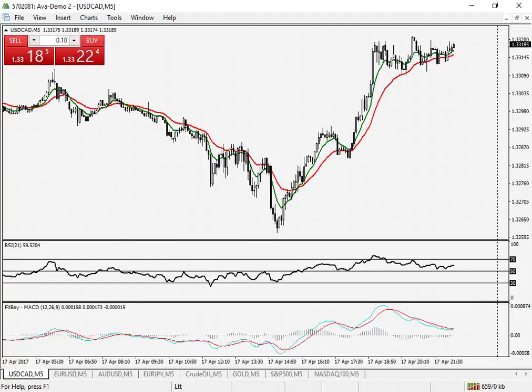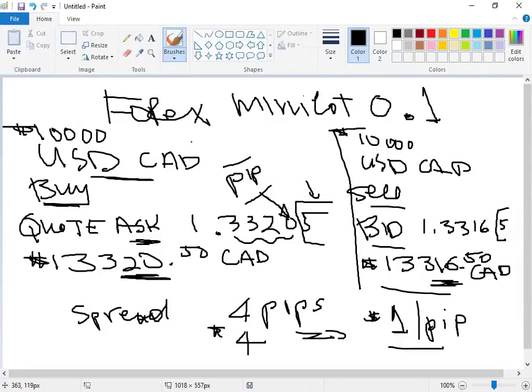Okay? And each pip, which is your second last decimal point, the last decimal point is in small numbers. Second last decimal point, this is 1 pip. These are changing by 1 pip increments. And that's basically your mini lot. You're trading a $10,000 position, whether you want to be a buyer or a seller, and your cost is $4 because the spread is 4 pips between the buy and the sell.